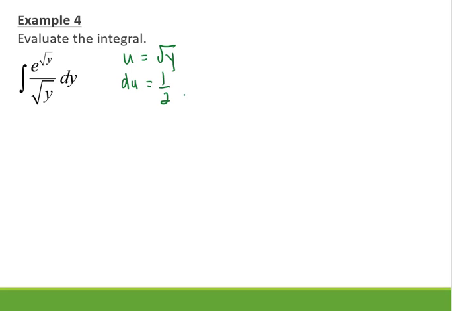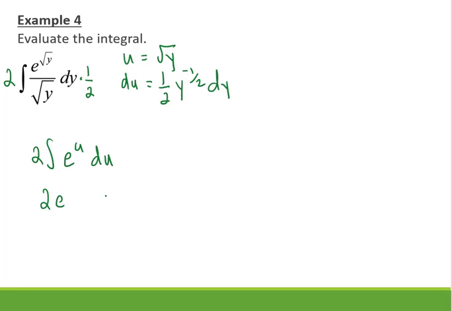Well, I do have that. I have that right here. I just need to multiply by a 1/2 inside and a 2 outside. So we get 2 times the integral of e to the u du, and e to the u, I always love that. It's e to the u plus c. My u was the square root of y.